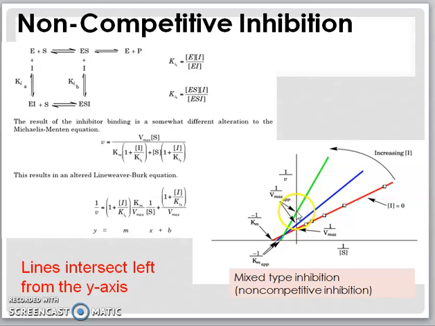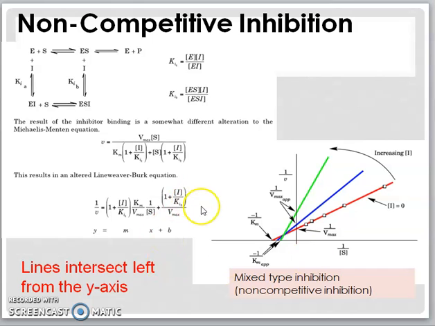So this pattern of graph shows a mixed type inhibition, where the Vm value is lower as the concentration of inhibitor increases, and the Km value is increasing as the concentration of inhibitor increases. But still it falls under non-competitive inhibition.